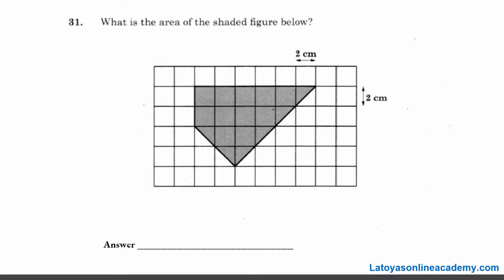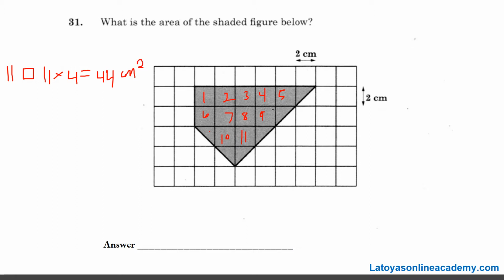Question 31. What is the area of the shaded figure below? In this figure, the length of the line was given. We have a total of 1, 2, 3, 4, 5, 6, 7, 8, 9, 10, 11 squares. Okay, so the area of 11 squares will give us an area of 11 by 4, which will give us 44 centimeters squared.